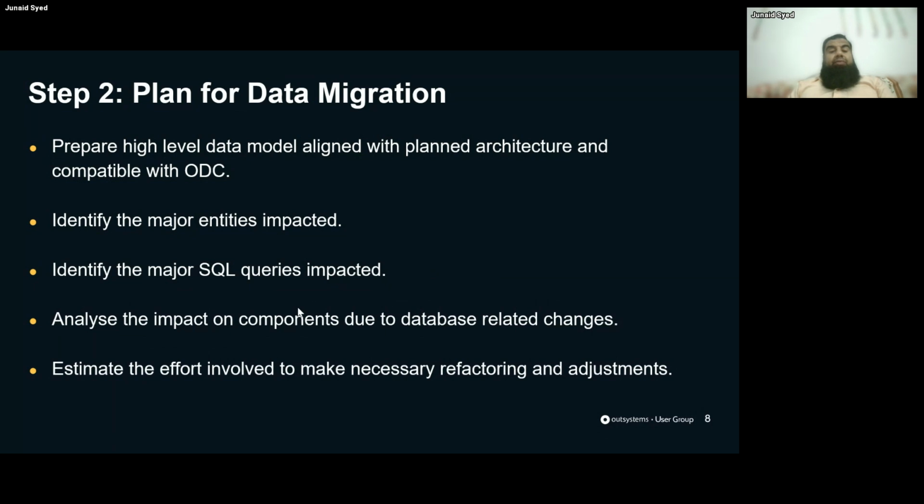And then obviously, when the data model or my SQL queries are changing, the consumers or the components which rely on these entities or the SQL queries are also impacted, right? So we need to identify those impacted components as well. And then, in the previous step, we need to estimate the effort required to make those necessary changes and adjustments in our database or entities or the consuming components. So all the estimation work has to happen as well for the data migration work.